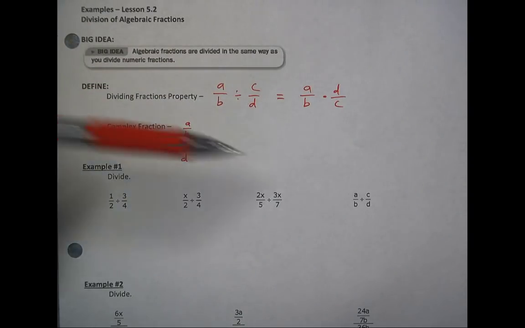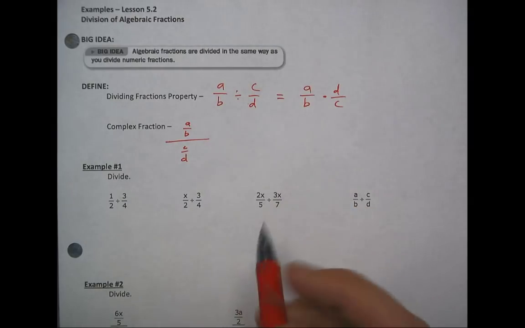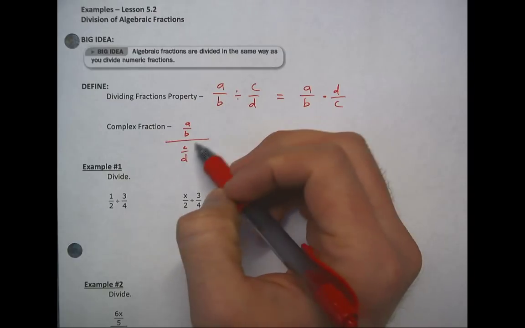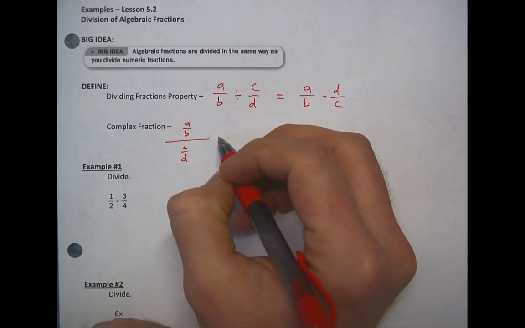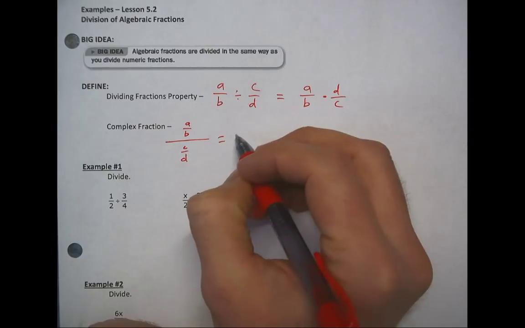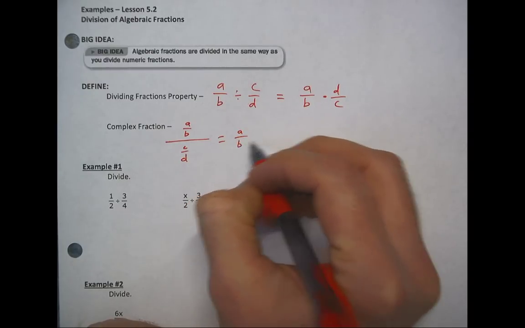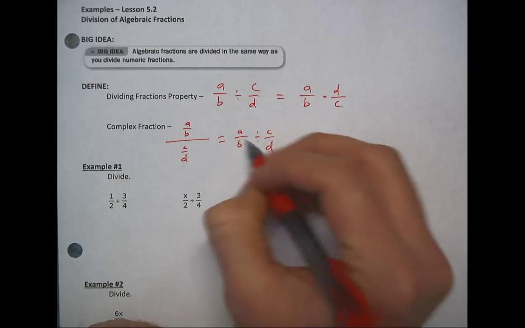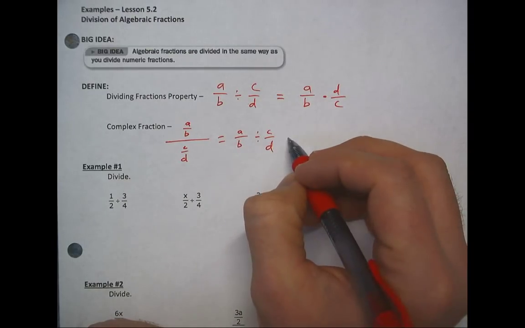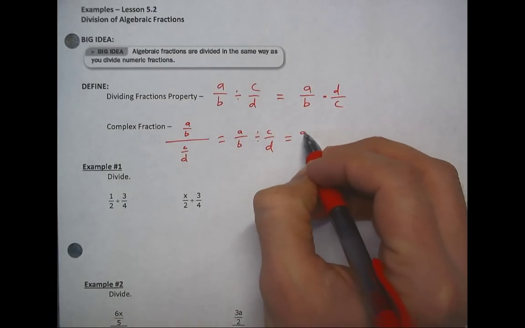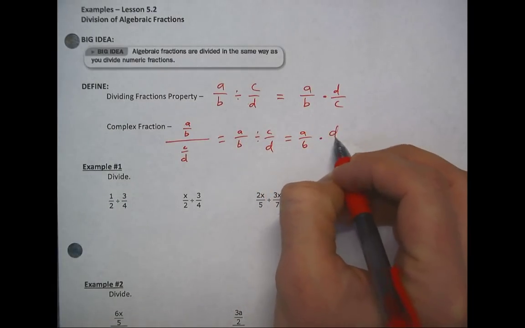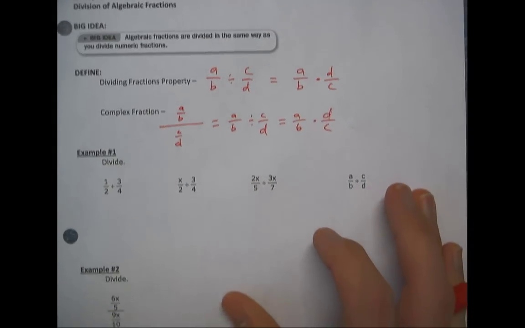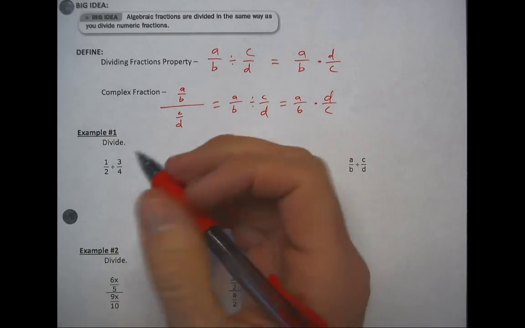Okay, and a complex fraction is when you have a fraction inside of another fraction. And of course, it's division. So A over B divided by C over D. Well, this is the same thing as writing the top divided by the bottom. So it's A over B divided by C over D, which, using the dividing fractions property, we can rearrange as A over B times D over C. So flipping the second one and multiplying. All right, example 1, real quick.